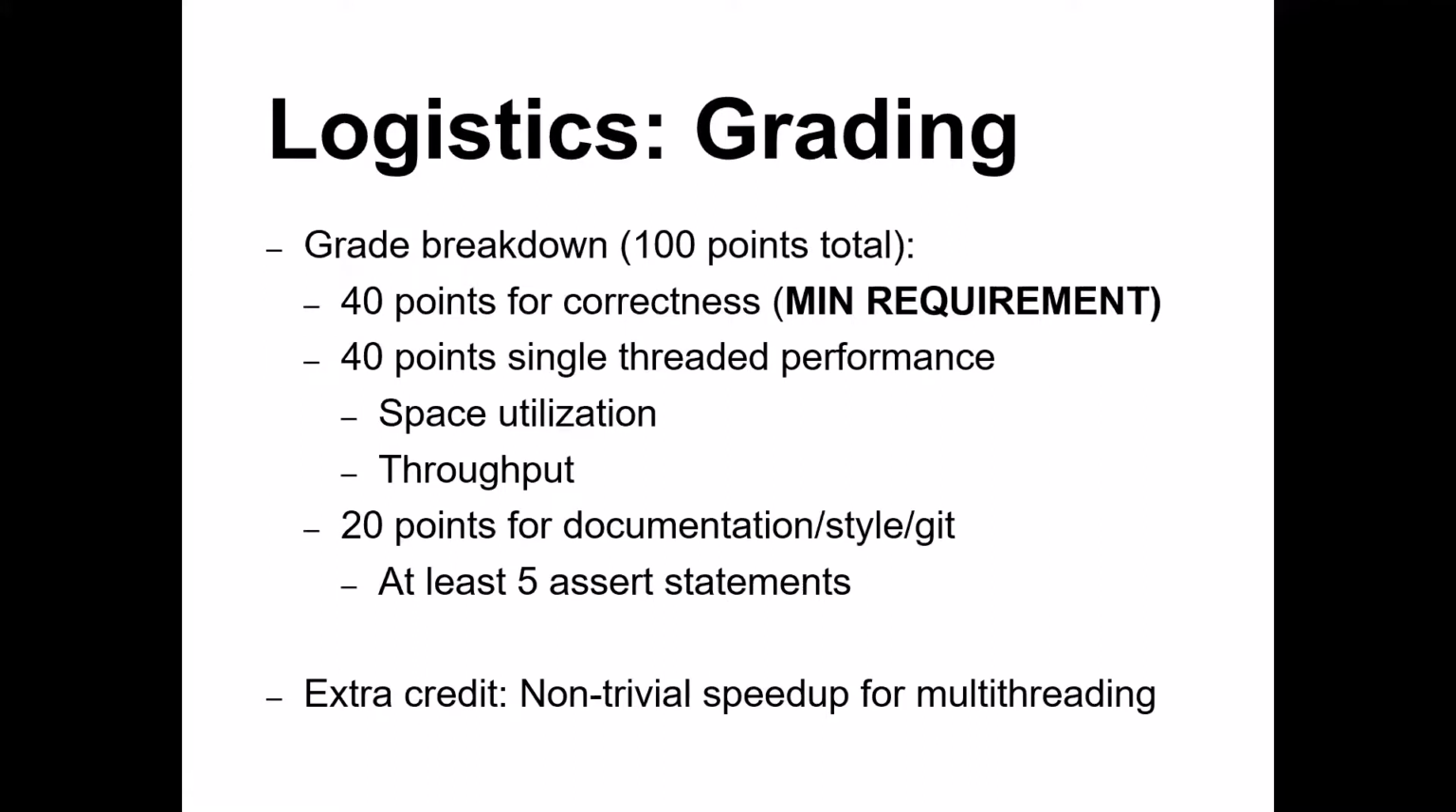Grade breakdown, 40 points for correctness. That essentially means all of the tests run without failing. And the tests are going to be run like, I think 3 to 5 times each. So if it fails on any of them, then you don't get points for that. And 40 points for single threaded performance. So that's space utilization and throughput. And that's a score that's given by the driver, and 20 points for documentation and Git usage, which includes the 5 assert statements.